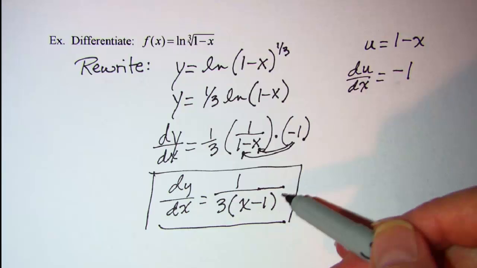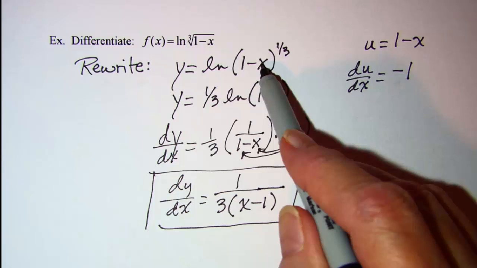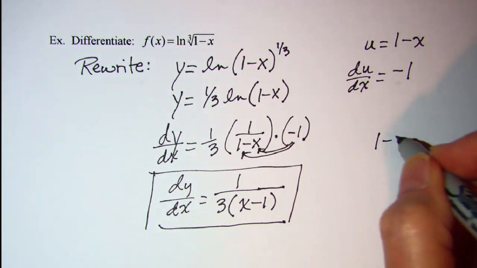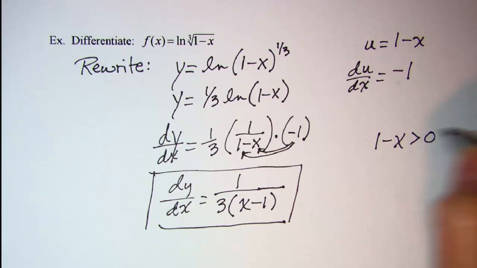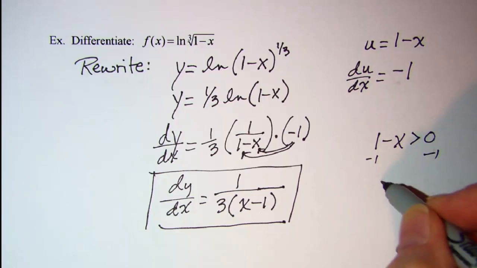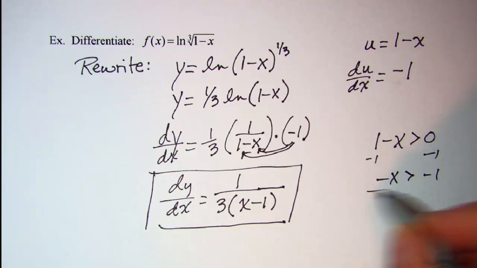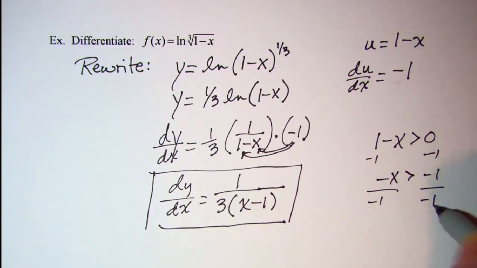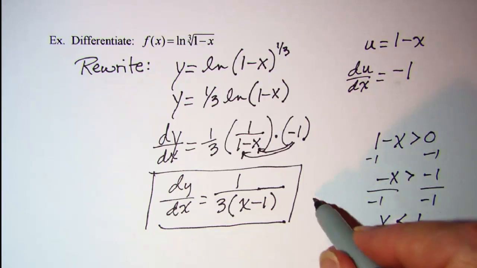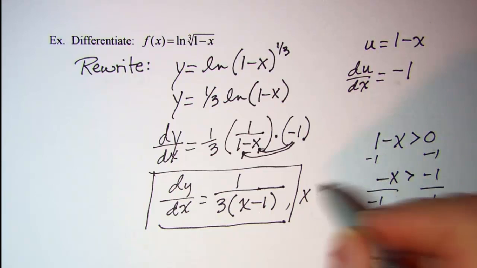Now we do need to state, remember that the argument must be positive. So 1 minus x needs to be greater than 0. Subtract 1 from both sides, and we have negative x has to be greater than negative 1. And then when we divide by a negative 1, x is less than 1. So we need to also state here that x is less than 1.